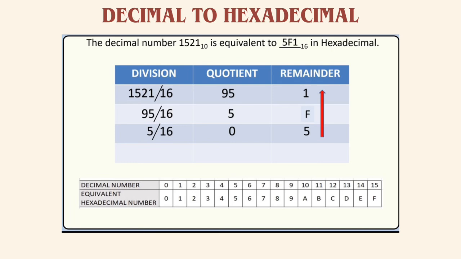95 divided by 16 is equal to 5. How to get the remainder? Just multiply 5 by 16, so 5 times 16 is equal to 80, then subtract it from 95. So 95 minus 80 is equal to 15. But you will not write 15, you will write the letter that represents the number 15. It's letter F. You will write the answer from bottom to up. The answer is 5F1 base 16.